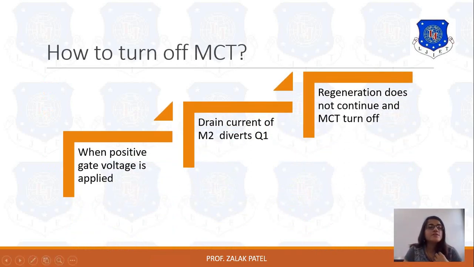So the whole process will be like this. First of all, positive gate voltage is applied. Because of the positive gate voltage, the drain current of M2 diverts Q1. Here M2 is an N channel MOSFET, and Q1 is a PNP transistor. So it stops the conduction and regeneration between the two transistors, between Q1 and Q2. So this will turn off the MCT and latching stops.